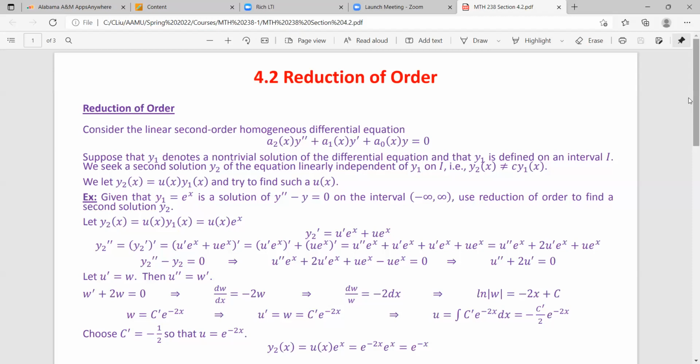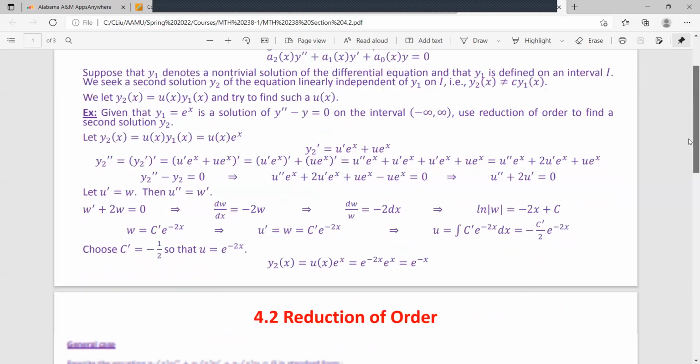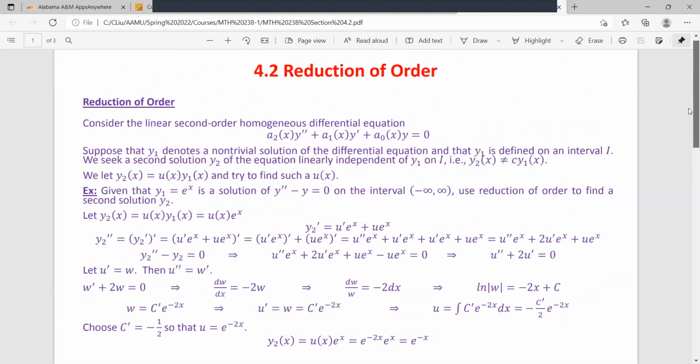Okay, so does it make any sense? All right, any questions about this example?